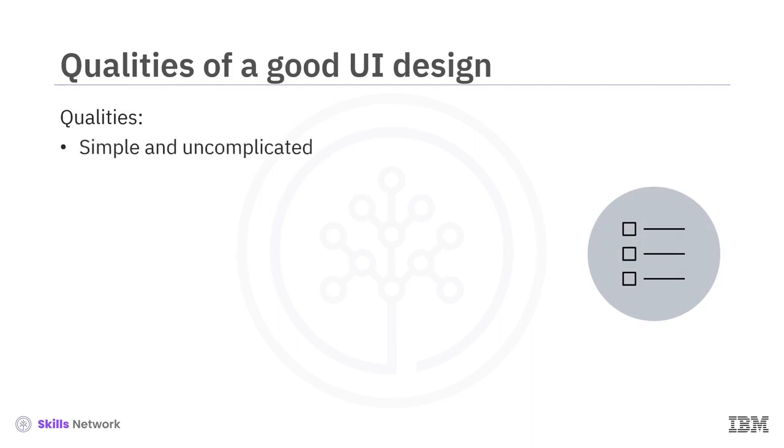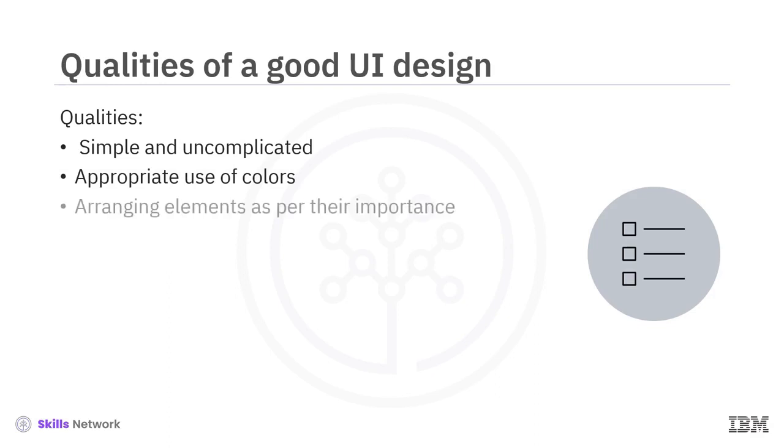People should not find it difficult or challenging when they engage with a product. A good UI design is simple and doesn't waste the user's time. Another indication of a good UI design is the appropriate use of colors. It directs the user's attention to specific areas of a web page or mobile interface. Lastly, it is important to arrange elements according to their importance. Elements of higher importance should come on top, whereas the elements with lesser importance should come below.